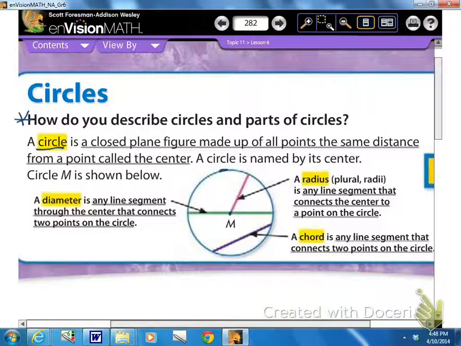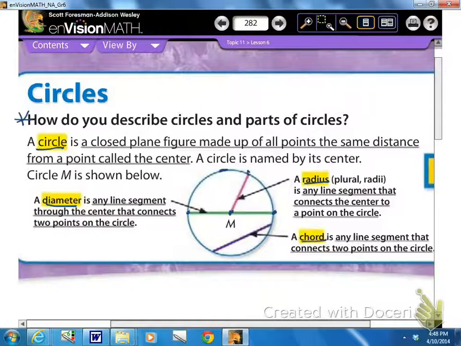We've talked about diameter before, but here's the definition. This is any line segment through the center, this would be the longest line segment, through the center that connects 2 points on the circle. So it connects one point here to a point here on the side, and it goes through this center. That's the diameter. The radius is any line segment that connects the center to a point on the circle. So for example here, it doesn't go all the way across, it just goes from the center to a point out here on the circle.